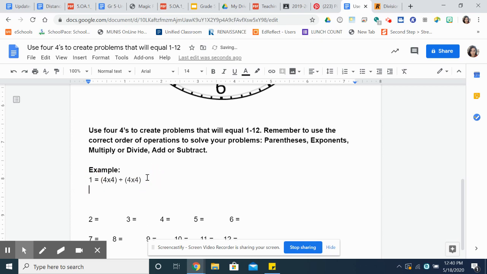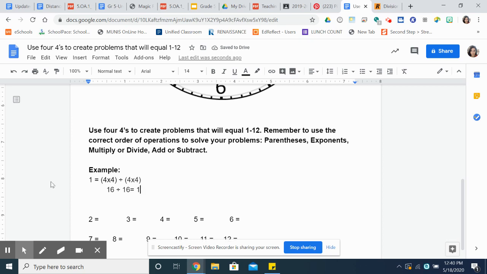When I multiply 4 times 4, I get 16. I then need to go ahead and multiply 4 times 4 again, and I get 16. And now I can go ahead and solve. 16 divided by 16 does equal 1.